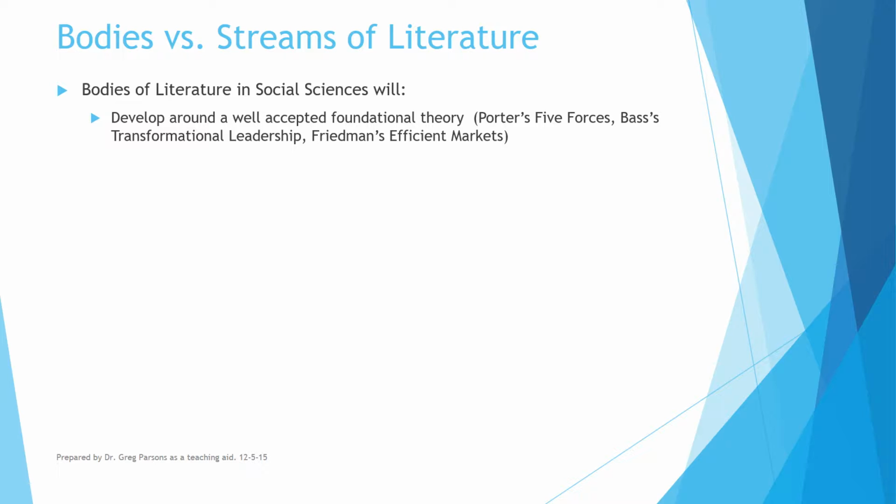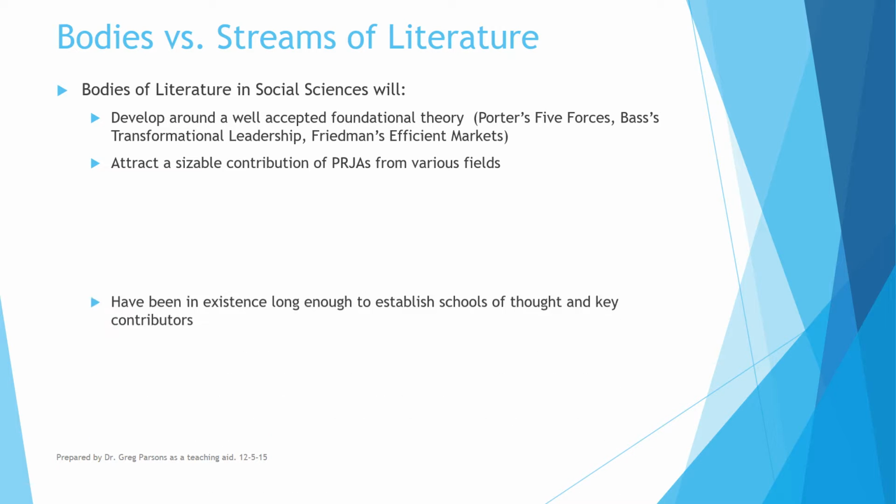And bodies of literature will develop around some foundational theory, like Porter's theory of 5 forces, or Bass's transformational leadership theory, Friedman's economic theory of efficient markets. And once these theories have been accepted and been around for a while, they will attract other literature, which starts to form a body of literature. And they may come from different fields. In social sciences, you may be reading about strategic management, and then find that there are people writing from the field of sociology or political science having to do with that. So if it's a positive thing and it is considered valid to a certain extent, then it will attract other people writing about the same topic, and that makes the body of literature grow exponentially.